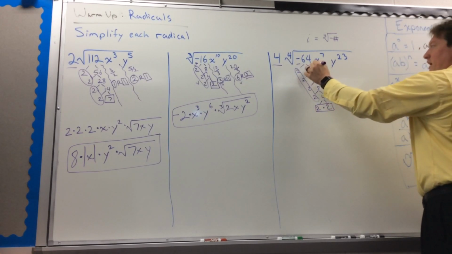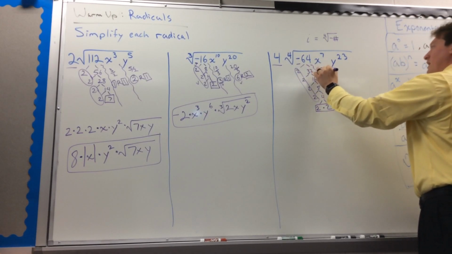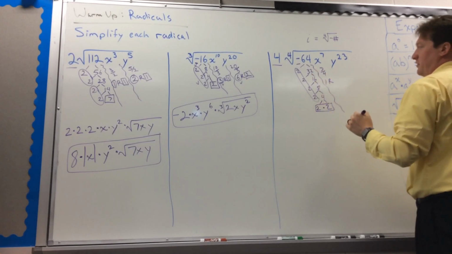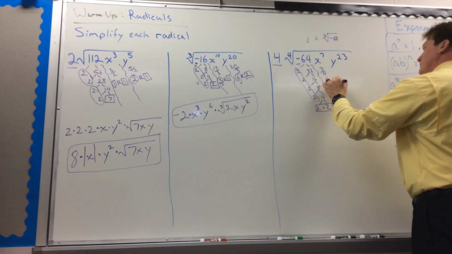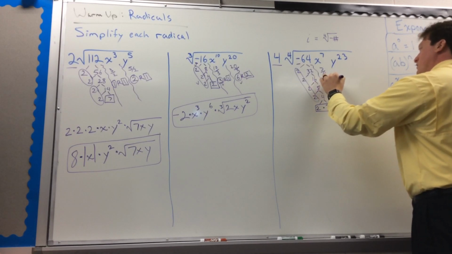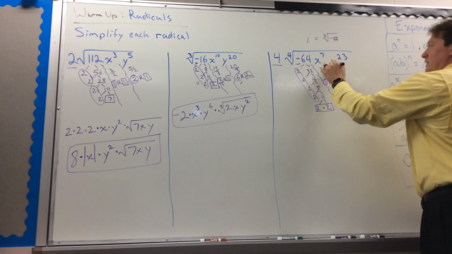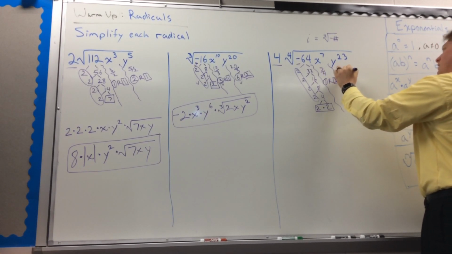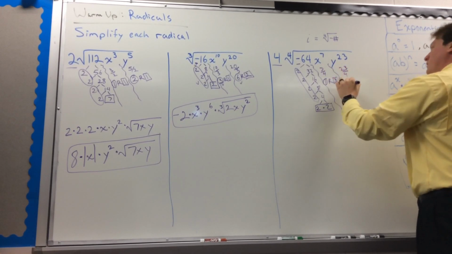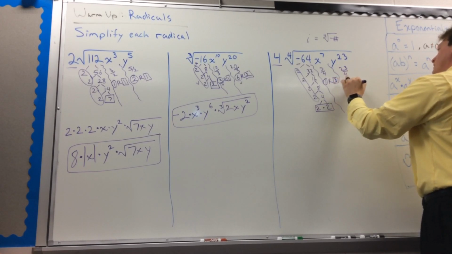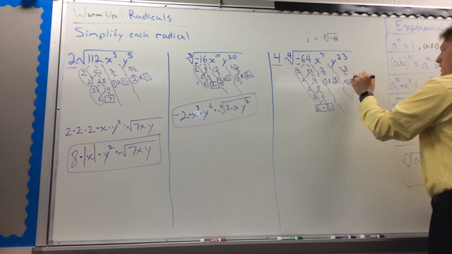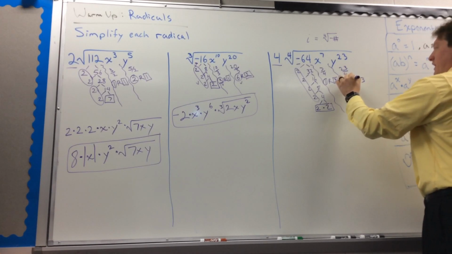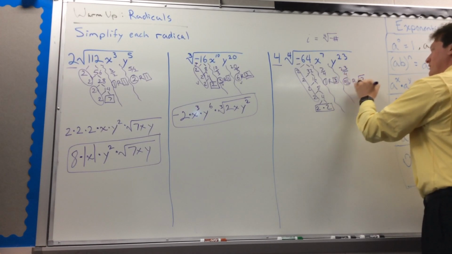Do the same thing with our exponents here. We have 7 divided by 4. That's going to be 1 with a remainder of 3. So the 1's going to come out. The remainder of 3 is going to stay underneath. And then here I've got 23 over 4, which is going to be 5 with a remainder of 3. So the 5 is going to come out. The remainder of 3 is going to stay under.